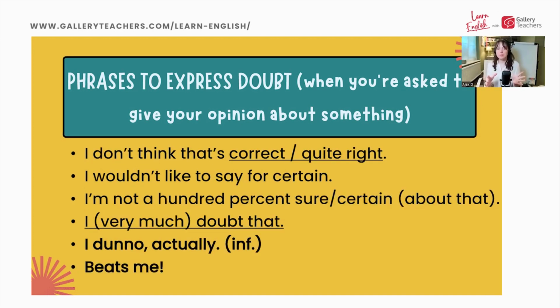Here's some more, for example. Someone said, Sydney's the capital of Australia. I might respond, I don't think that's correct, right? Or I don't think that's quite right. See, we're still doing it politely. I wouldn't say that for certain. Or I'm not 100% sure, or I'm not 100% certain about that.